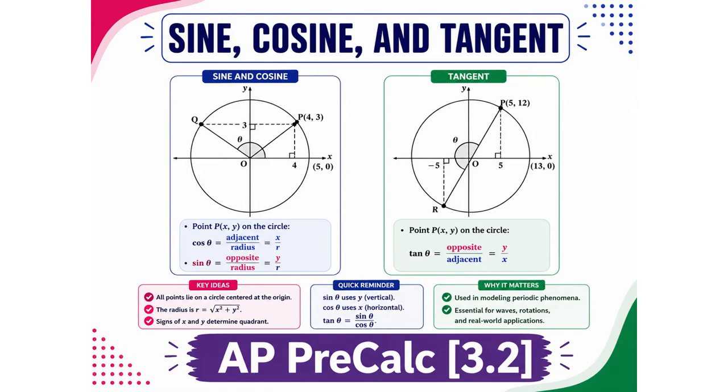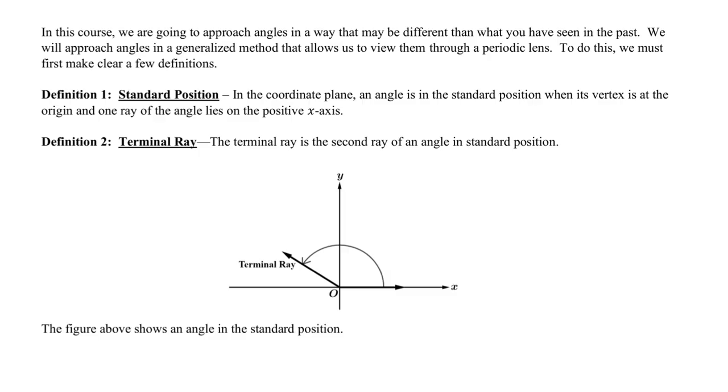Today's lesson is 3.2, Sine, Cosine, and Tangent, Part 1. So here in AP Pre-Calculus, we're going to approach angles in a way that may be different than we've done in the past. We're going to approach them in a generalized method that allows us to view them through a periodic lens, meaning things are going to happen over and over again the same way. To do this, we must make some definitions clear first.